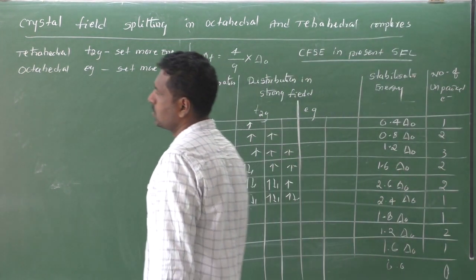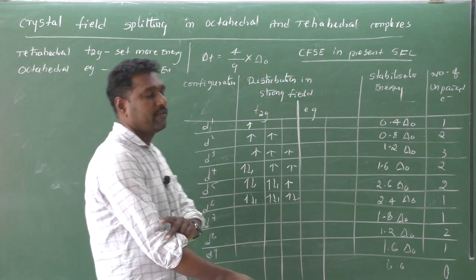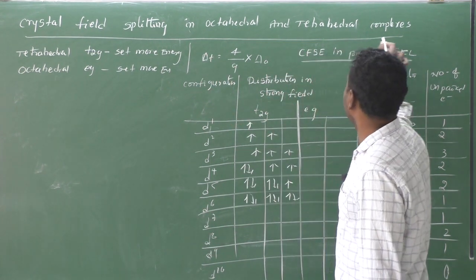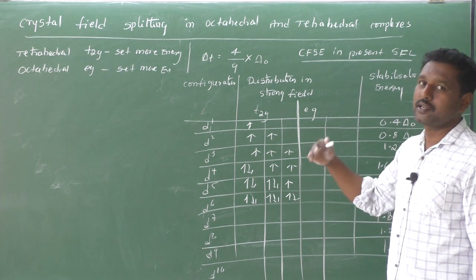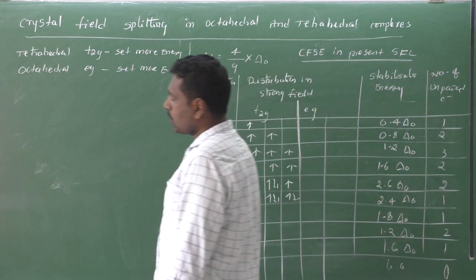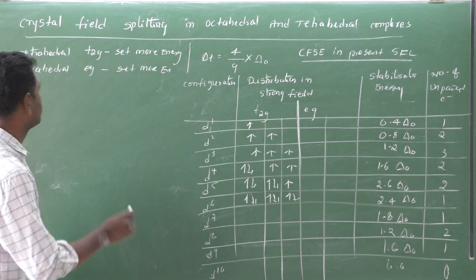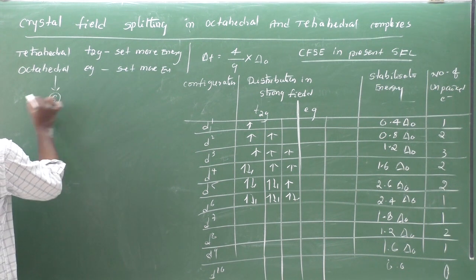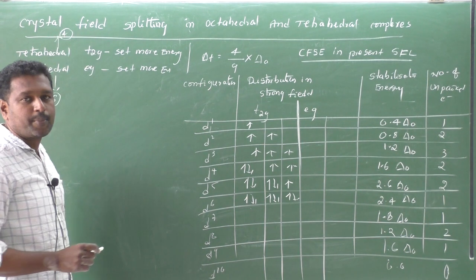Good morning, students. Today we will discuss crystal field splitting in octahedral and tetrahedral complexes. Octahedral complexes are different from tetrahedral complexes. In octahedral complexes, 6 ligands approach. In tetrahedral complexes, only 4 ligands approach.